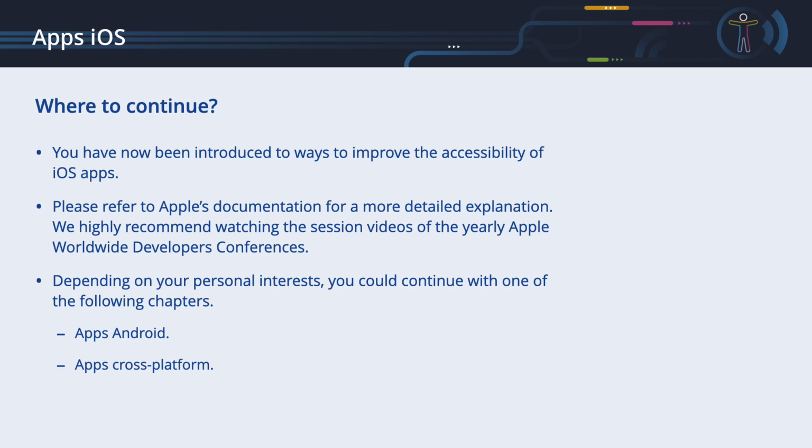Where to continue? You have now been introduced to ways to improve the accessibility of iOS apps. In this chapter, we have just scratched the surface of iOS accessibility programming. Please refer to Apple's documentation for a more detailed explanation. We highly recommend watching the session videos of the yearly Apple Worldwide Developers Conferences. They offer a lot of practical examples demonstrating how to improve the accessibility of any app. Depending on your personal interests, you could continue with one of the following chapters: Apps Android, Apps Cross-Platform.